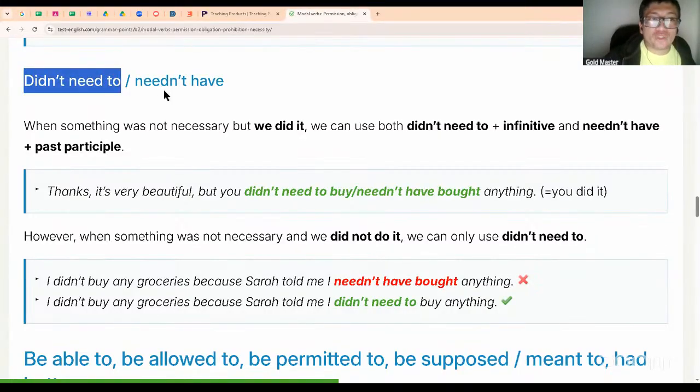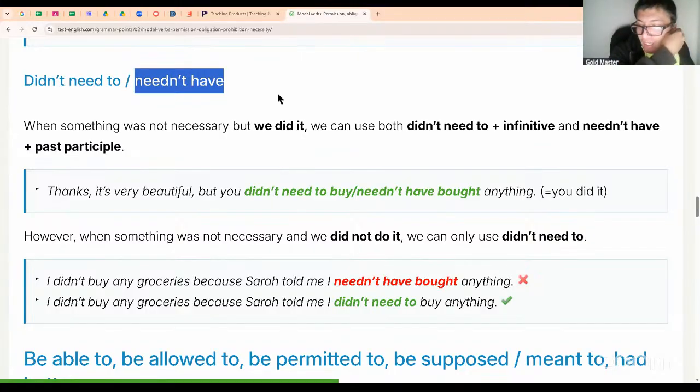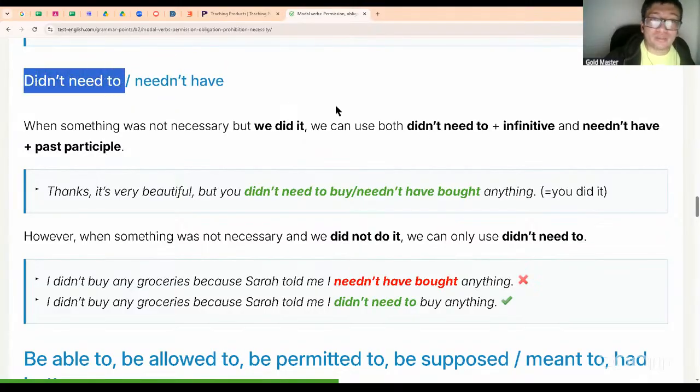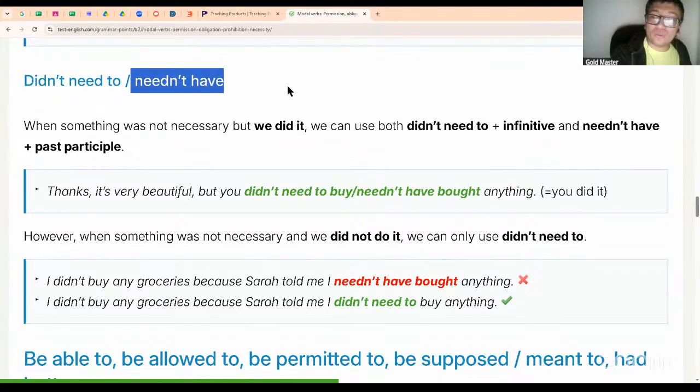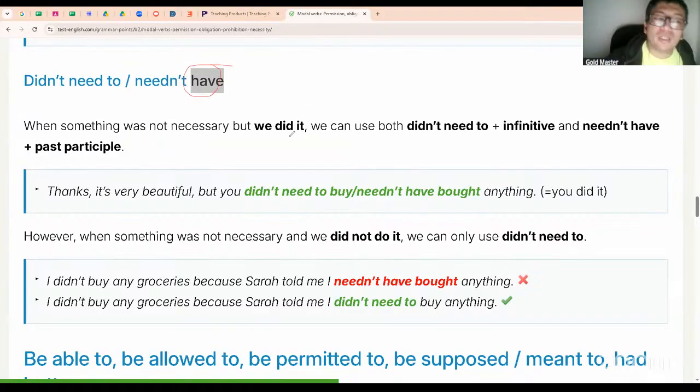Chicos, recuerden que el didn't need to y el needn't have son parecidos, solamente que en concepto ahí sí son diferentes. ¿Por qué? El didn't need to es no necesitabas hacer tal cosa, no necesitabas hacer, ¿ya? Muy bien. El needn't have es algo que se hizo, ¿ya? Pero ustedes lo van a traducir de forma diferente y aquí van a usar el have. Esto es parecido a un past modal, que todavía no lo vemos, pero este have se van a acordar en los past modals cuando lo veamos. El have no se cambia por has, no se cambia por otra cosa. Siempre se va a quedar en have.